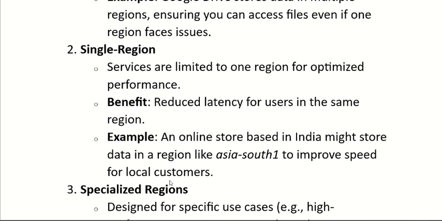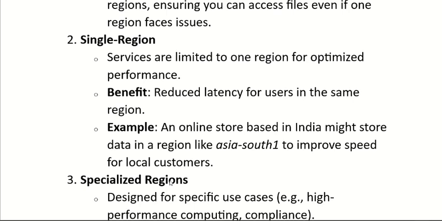Now we'll be talking about the single region. In a single region setup, all your data is stored in one region. This is great when you want to offer faster access to users in a specific area. For instance, if you are running an online store in India, which is very common nowadays, you would store your data in a region like Asia South 1. This makes the site faster for users in India because the data is physically closer to them, rather than us just taking the US or Europe.